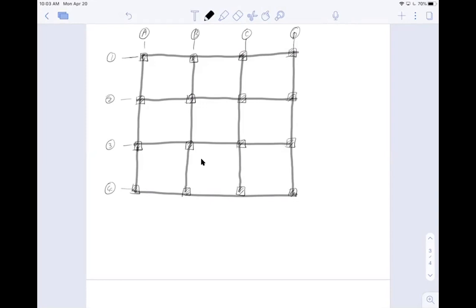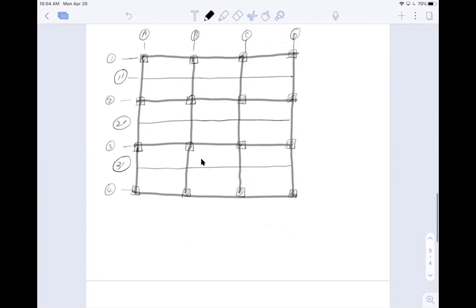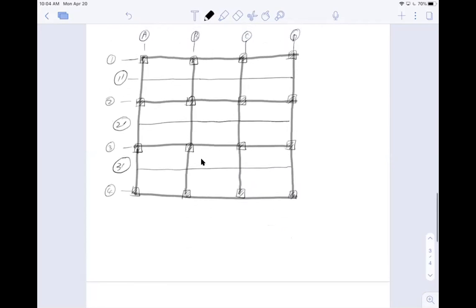Now on top of this, I also have small beams across these grids. So I call it 1 prime, and the other one, 2 prime, 3 prime, going on like this. Okay, now we have different span lengths.